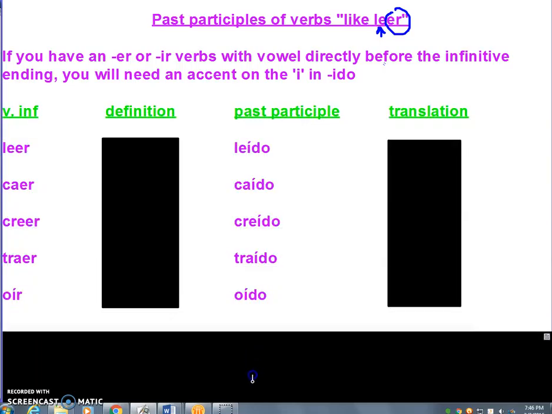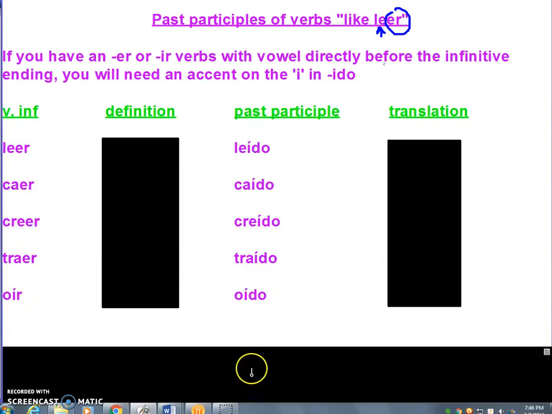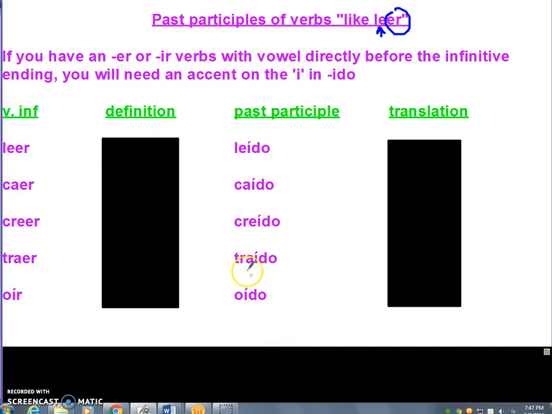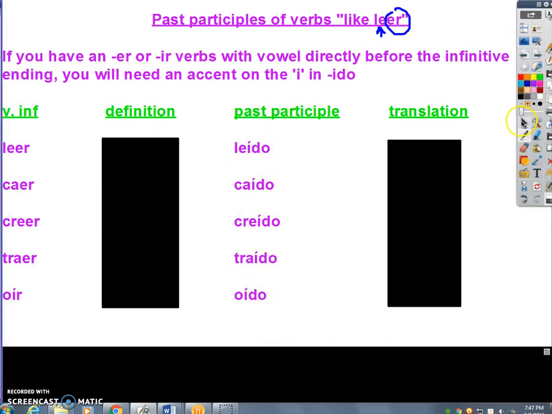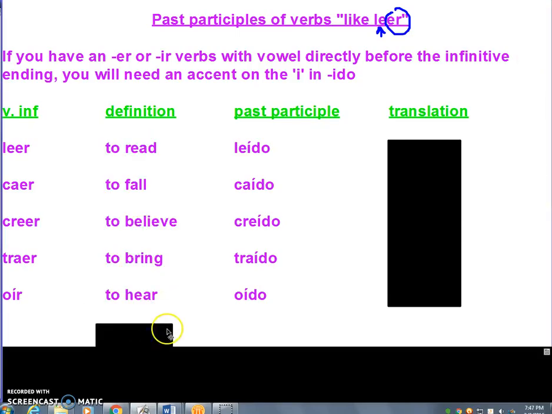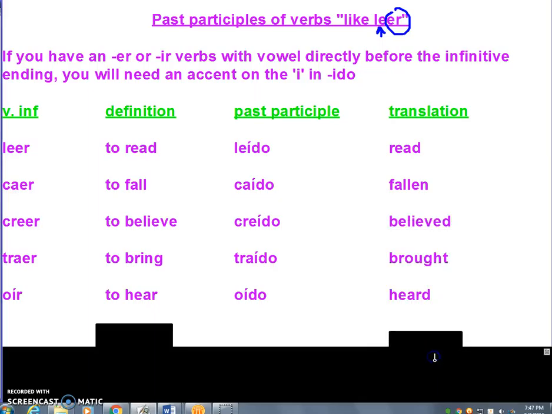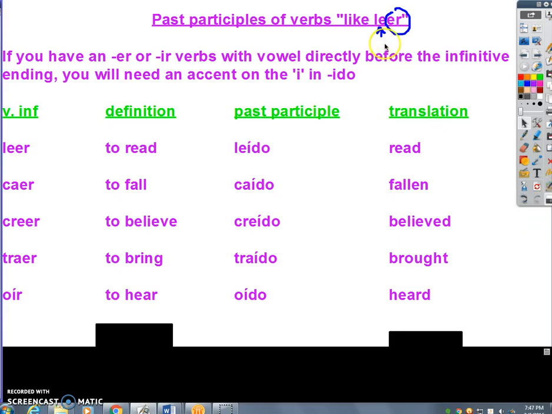So here are all the verbs that we have for examples. They're not the only verbs that are affected this way, but here are the verb infinitives. Here are their past participles with the accent on the i. Of course, yours will be a little bit louder and prouder. And if you know your definitions, which you should, because they're either yellow sheet verbs or vocab, you should be able to come up with a translation of their past participle that could be used as an adjective. So don't forget, verbs like leer take an accent on the i in ido.